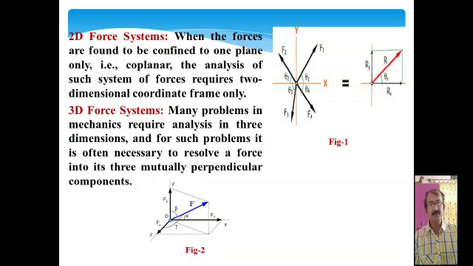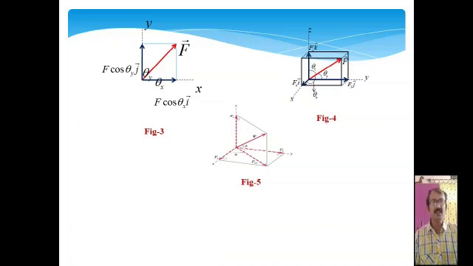The components of that force are Fx, Fy and Fz, along the x, y and z axes correspondingly. Now in figure 3, F can be represented in the polar system, as F cos theta x and F cos theta y, in the vector form. Similarly, figure 4 and figure 5 can be represented in the form of vectors.